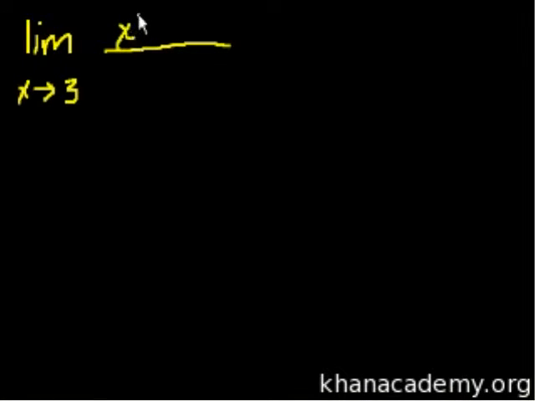Let's do some more limit examples. So let's get another problem. Say I had the limit as x approaches 3 of, let's say, x squared minus 6x plus 9 over x squared minus 9.